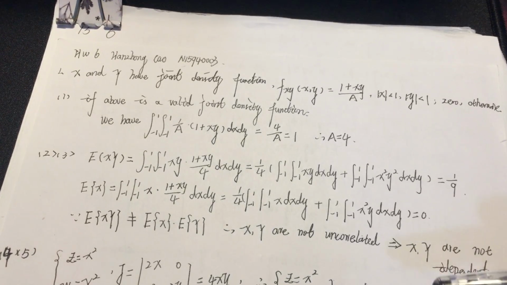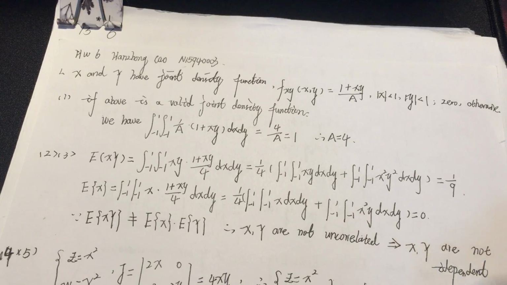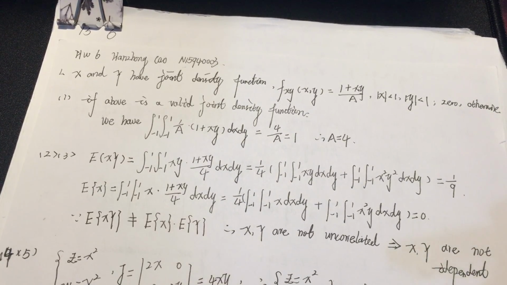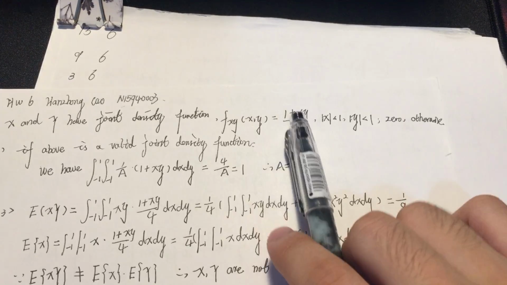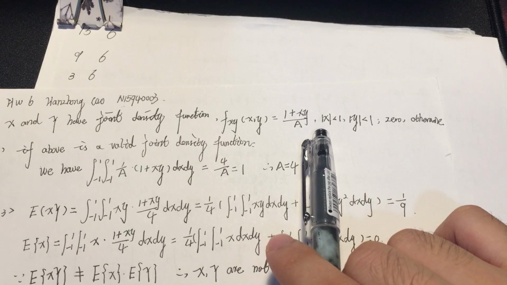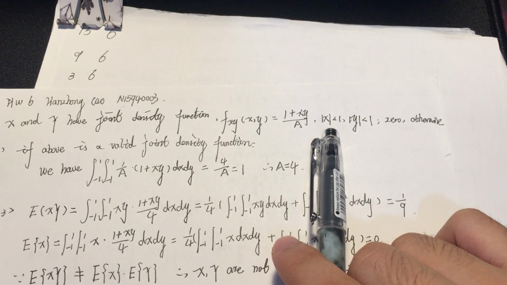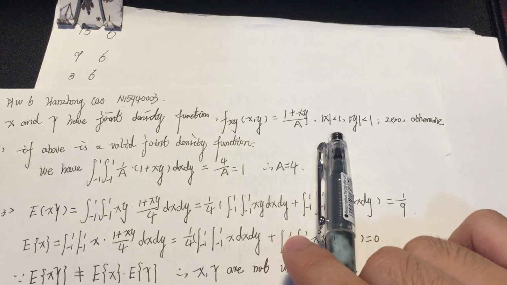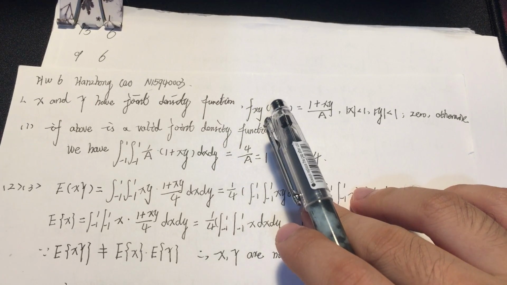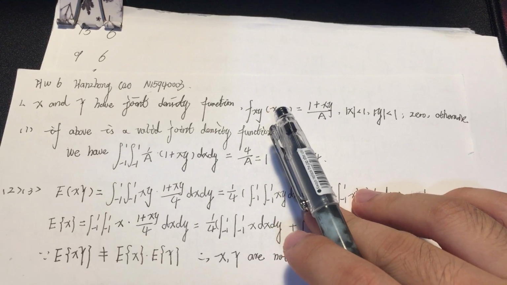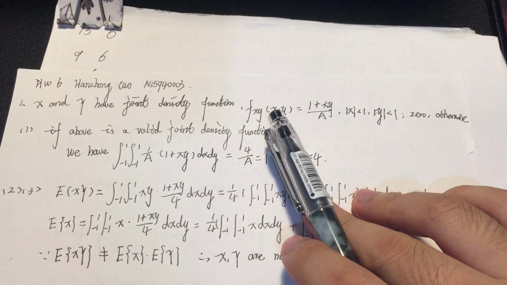Hello everyone, welcome back. Today I'm going to talk about homework 6 and this is question 1. Question 1 is giving us the density function f(x,y) = (1 + xy)/a, where the absolute value of x is less than 1 and the absolute value of y is less than 1. The first question asks us to find a so that the above is a valid joint density function.